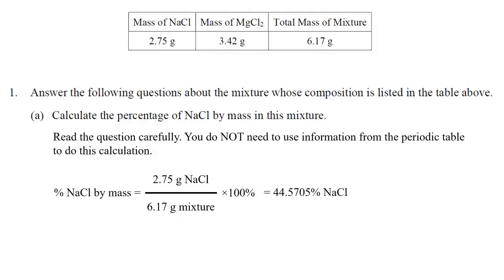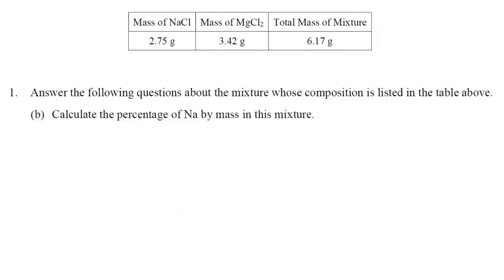Our calculation gives us 44.5705. That's way too many significant figures. Let's go ahead and round this off to 3 significant figures since each of the measurements has 3 significant figures. So we'll call this 44.6% sodium chloride in this particular mixture.